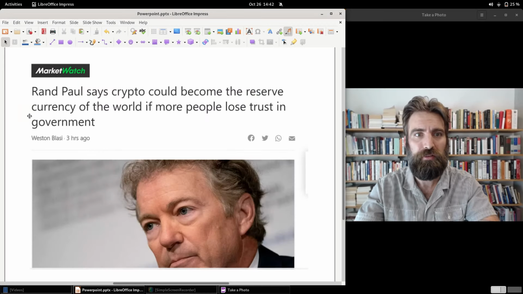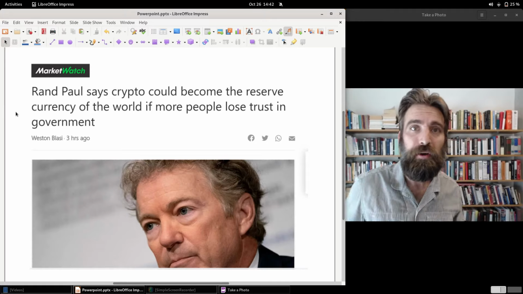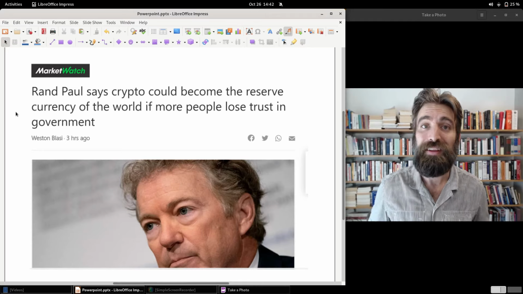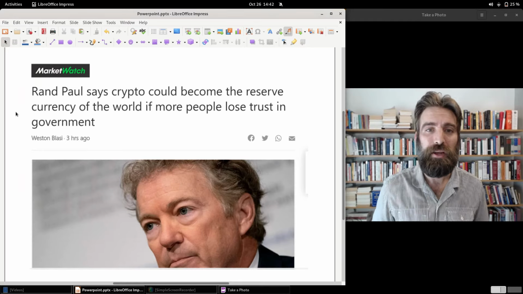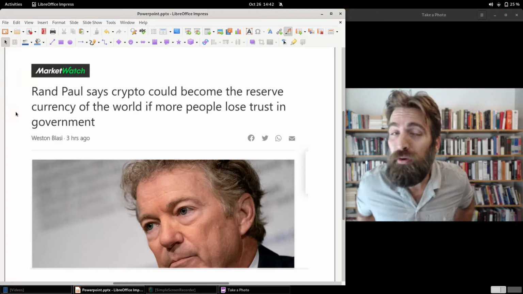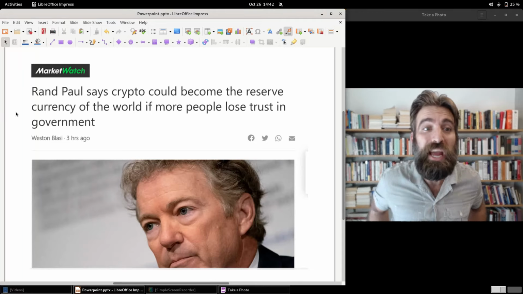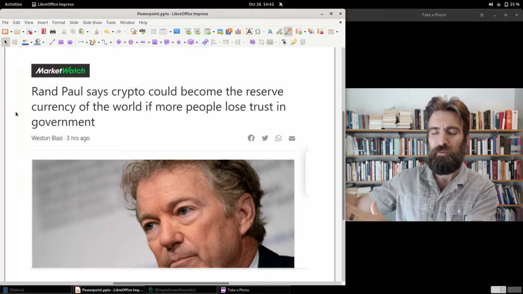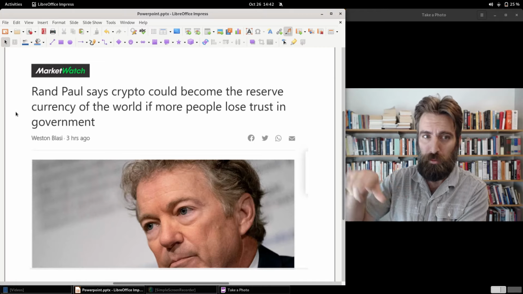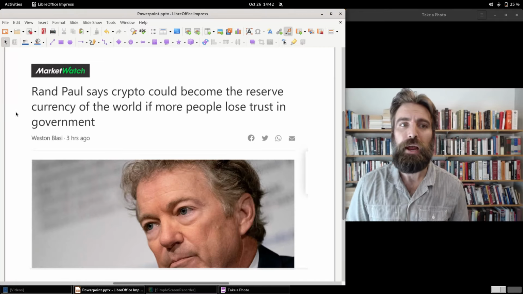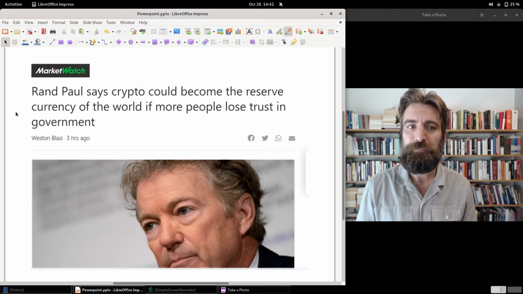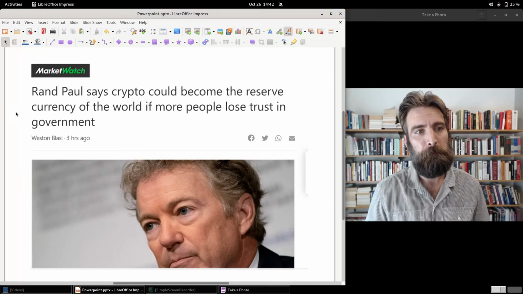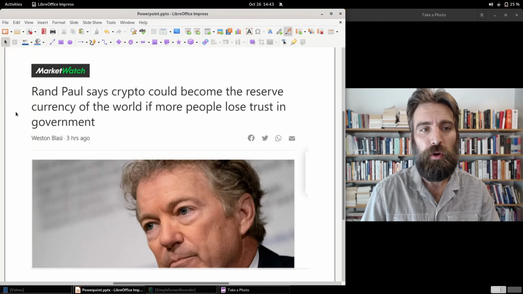Rand Paul just the other day said crypto could become the reserve currency of the world if more people lose trust in government, and that's a big statement. Boy, if Bitcoin ever started becoming a reserve currency, that's going to be in the millions of dollars each. That would be a huge move for Bitcoin. Now we're far off from that. That's more in the distant future, what Paul's talking about here. But he's right that crypto has that potential, especially Bitcoin or Ethereum. It could be maybe a basket of different cryptocurrencies. It's probably more likely than just a single one.